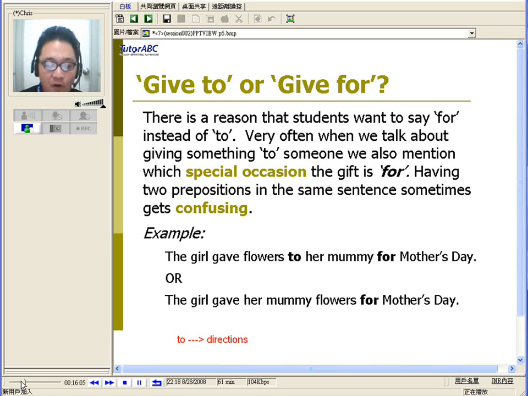We use the preposition for when it comes to a reason. Why are you doing it? Why is the girl giving her mom flowers? Because the reason is it's Mother's Day. The girl gave flowers to her mommy for Mother's Day. That is the reason.